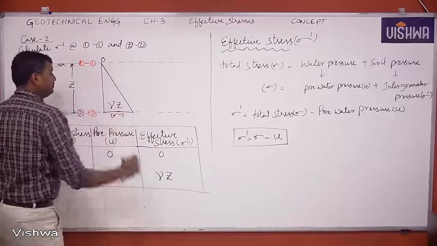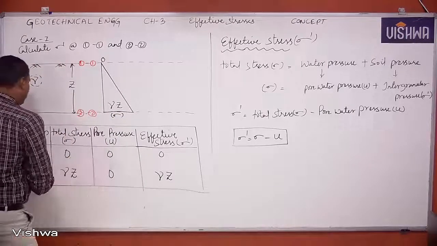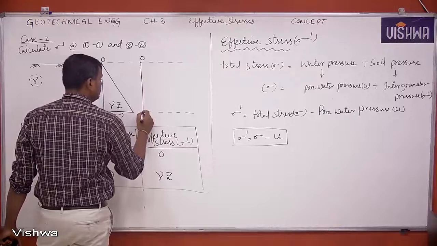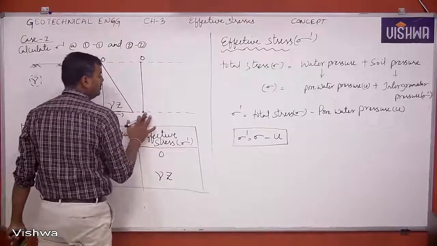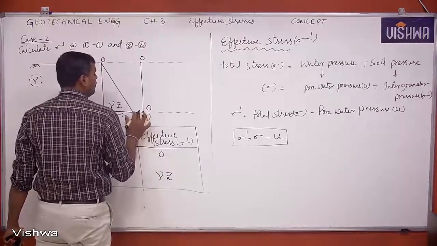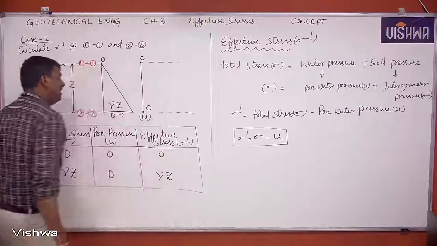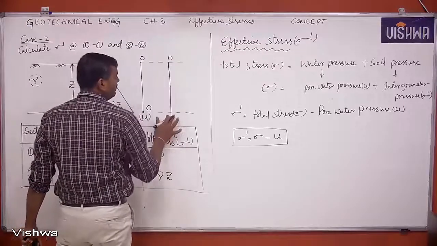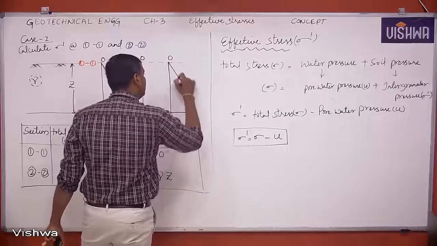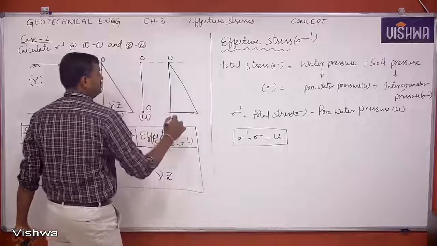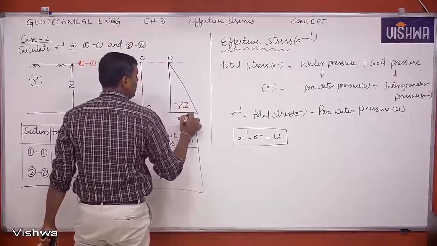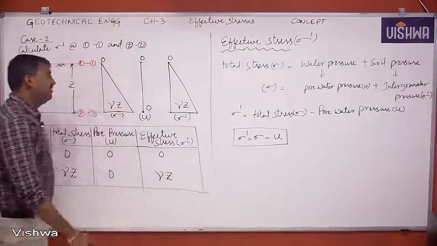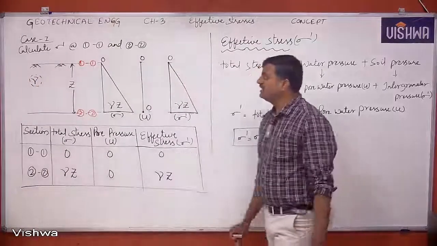Now, pore water pressure. At top it is 0. At bottom also it is 0. Top 0, bottom 0. This is the pore water pressure diagram. Now, finally, effective stress. What is effective stress at top? 0. And what is effective stress at bottom? It is once again gamma into Z. This is the effective stress diagram. Total stress, pore water pressure, and effective stress for a soil having thickness Z.